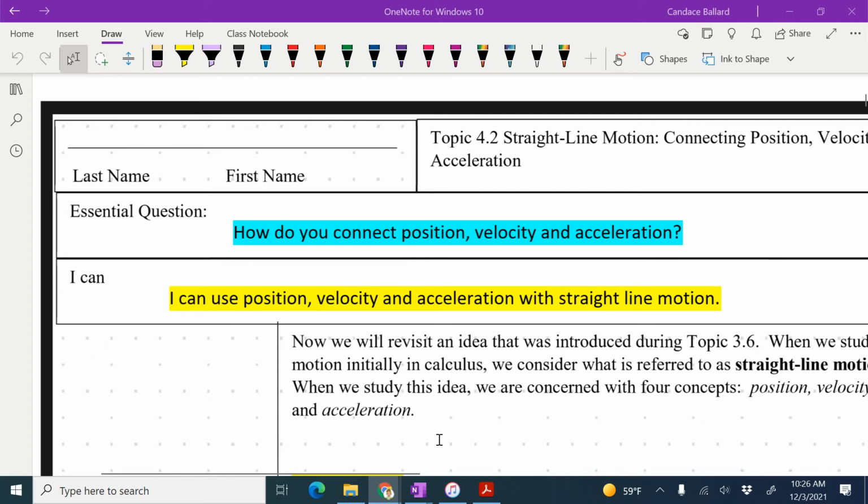All right, William, can you read us the essential question, please? Perfect. And then Henry, can you read us the I can statement?